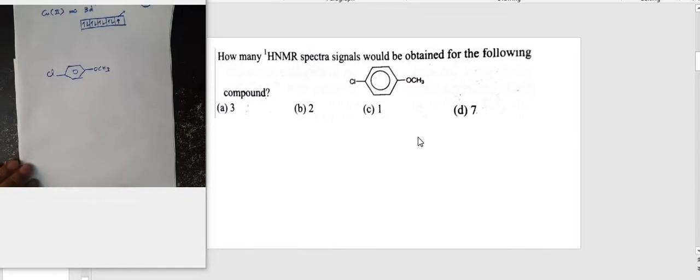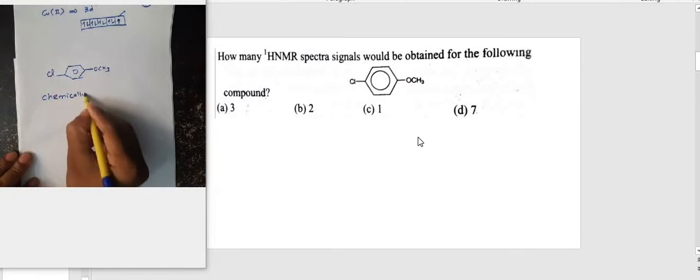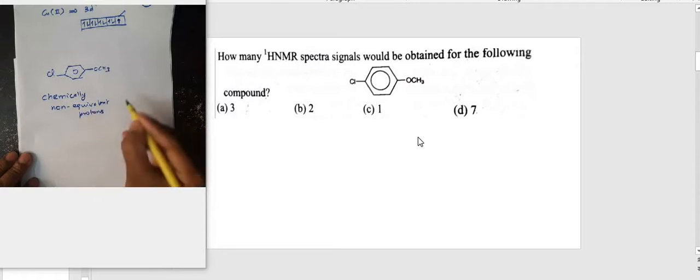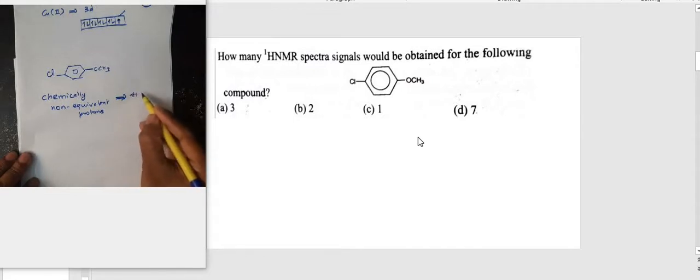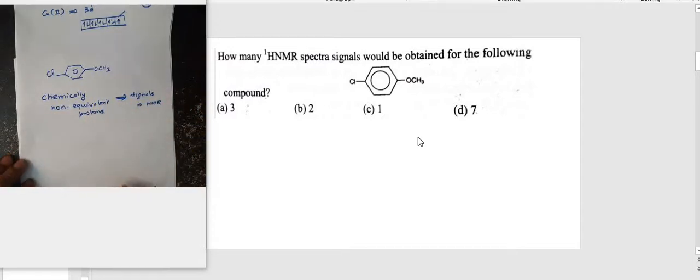Parachloroanisole. You know very well, chemically non-equivalent protons will give signals in NMR. So the number of chemically non-equivalent protons will give you the number of signals in the spectrum.